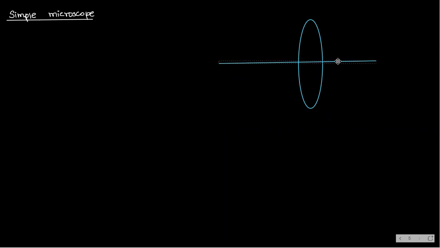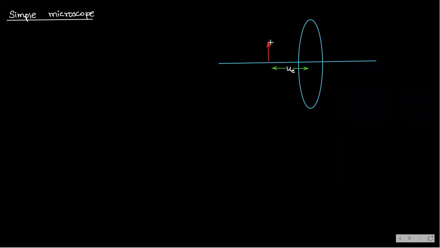Now you can see here I have drawn one convex lens, and let's keep the object in front of this lens somewhere here, at a distance, let us suppose, UE. What is this distance? UE. Now what happens? You know it very well.